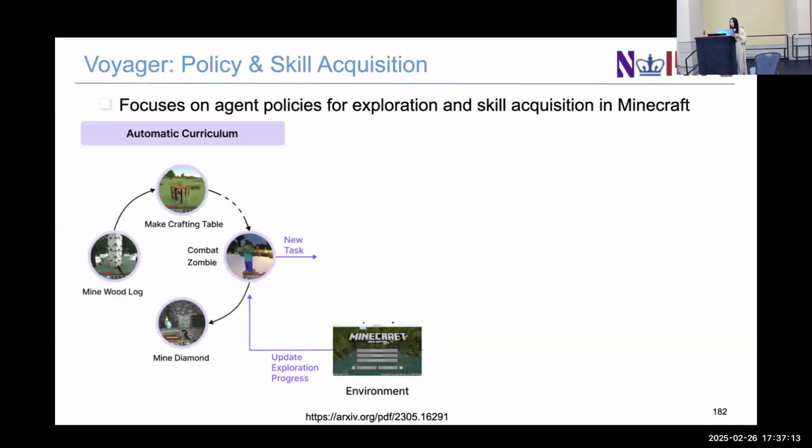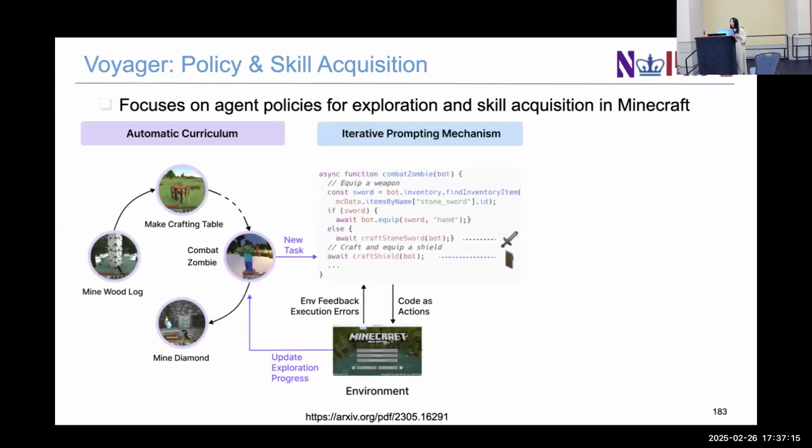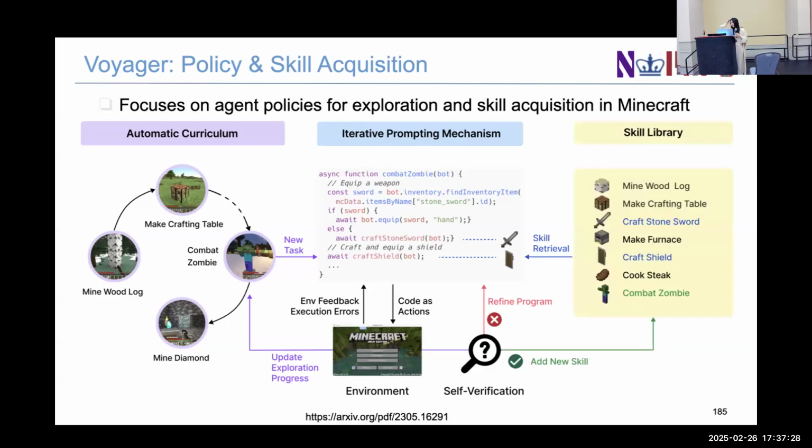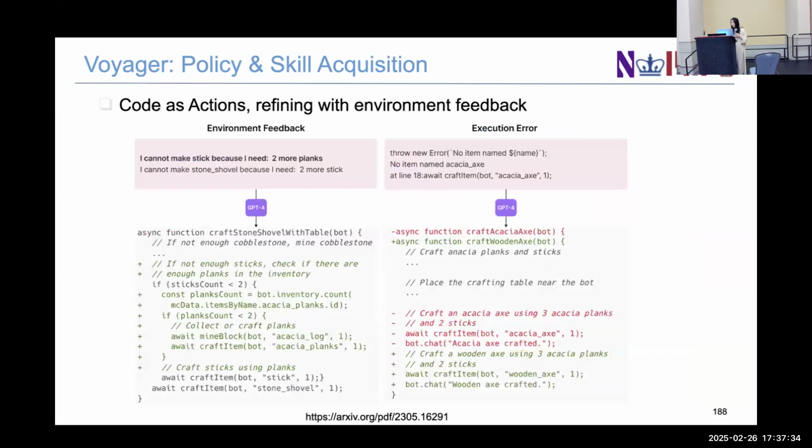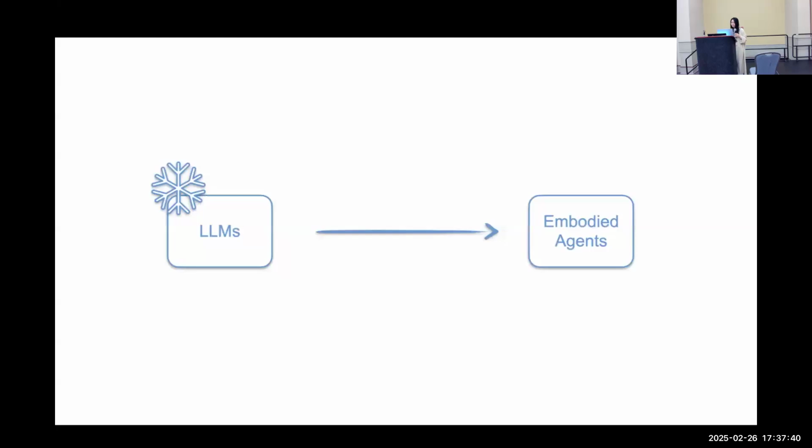For example, with this Voyager model, they automatically ask a large language model to predict the code blocks that can perform some task. And then they try to recognize whether these code blocks are executable or not. If the code block is executable, they will put it into the skill library. So this is how they learn this skill library step by step, using these code blocks. And these code blocks can be automatically refined based on the environment feedback.